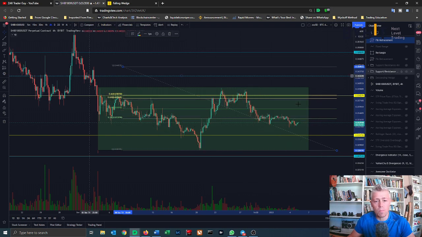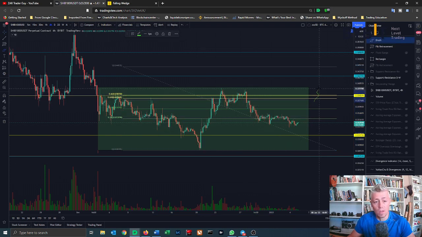Obviously, we could also see price breaking out at this level because it's a very important level. Don't get trapped. Again, watch the price action. Keep your risk management very good. Small position sizes if you're leverage trading.